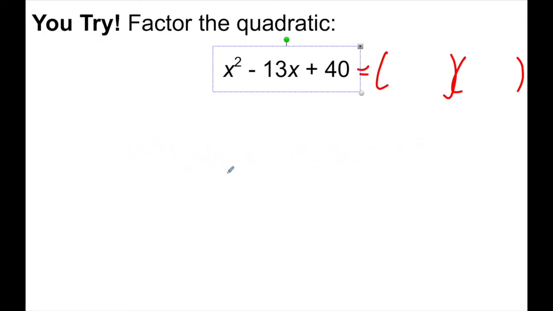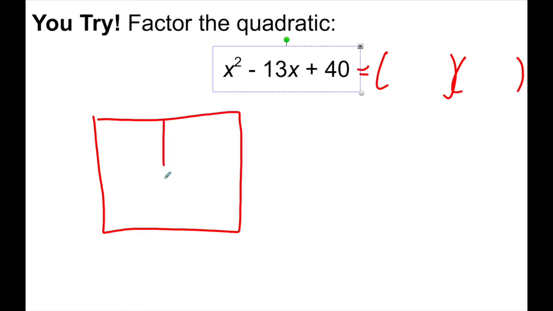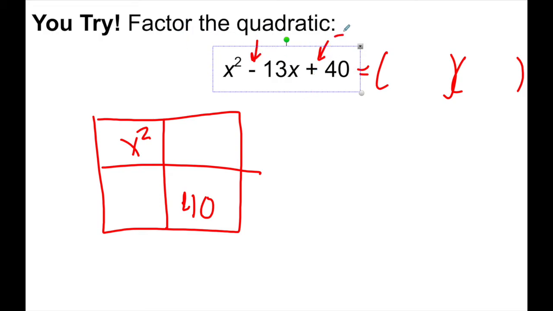All right, so here we go. We'll set up our box. I know I've got an x squared here and a positive 40 here. Now I know I need to get 40, and this is a positive, and this is a negative. So what I know is that the two numbers I'm looking for both have to be negative. And that's because a negative times a negative is a positive, but a negative plus a negative is a negative.